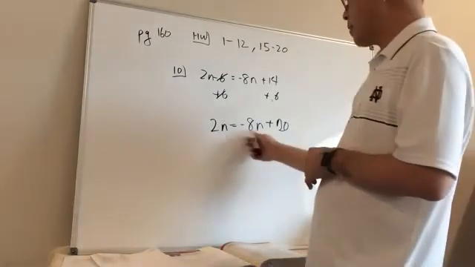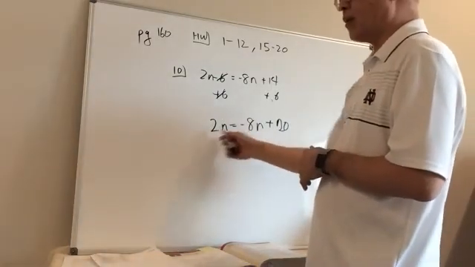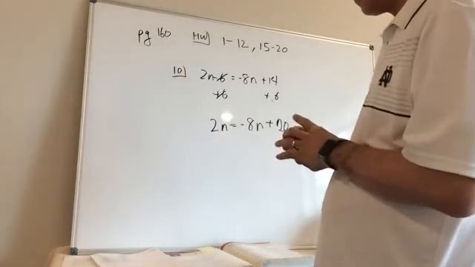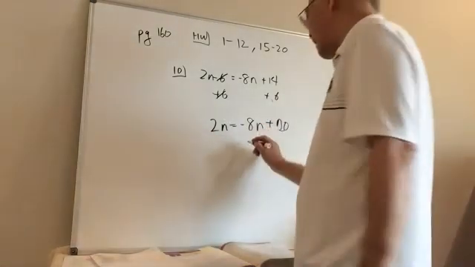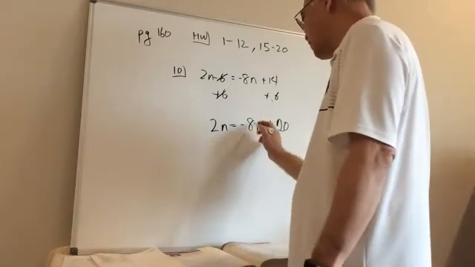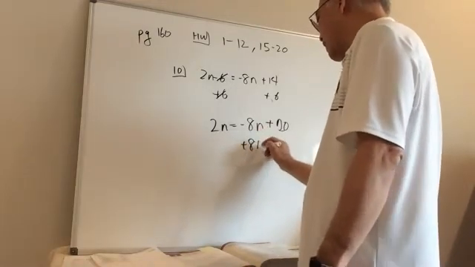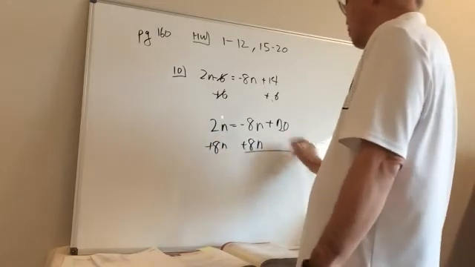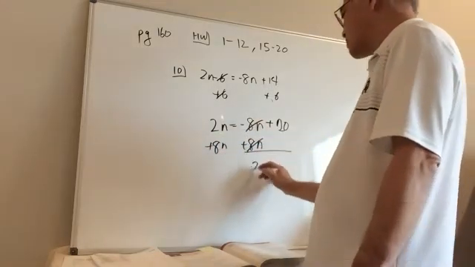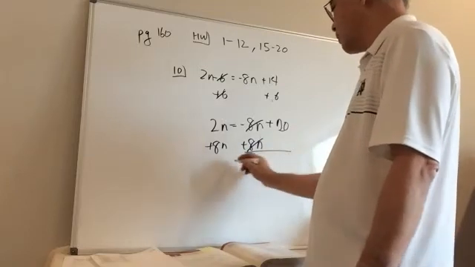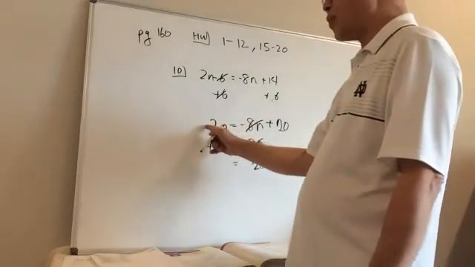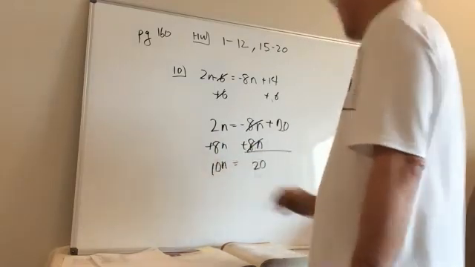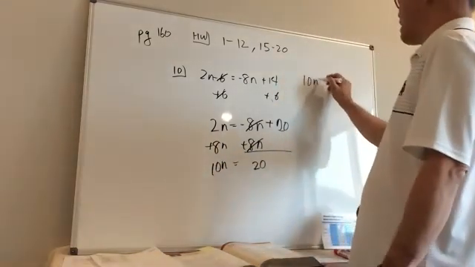I want to combine these. So I want to get rid of one of these. Which one do I want to get rid of? The 8. All right, so let's add 8n on both sides because I have a negative 8n here. Then over here, this guy cancels out. I just have the 20 left over. And on this side, I have 2n plus 8n, which is 10n. So I end up with 10n is equal to 20.